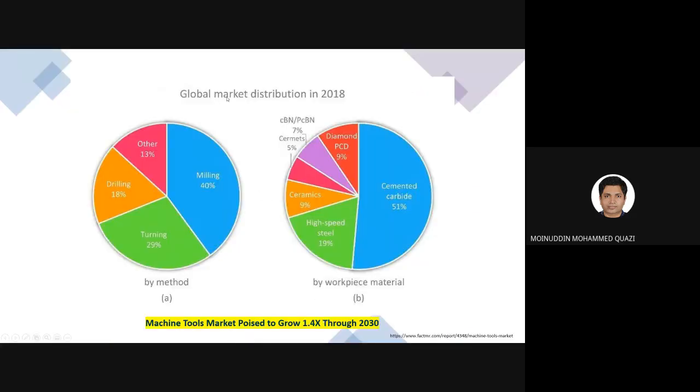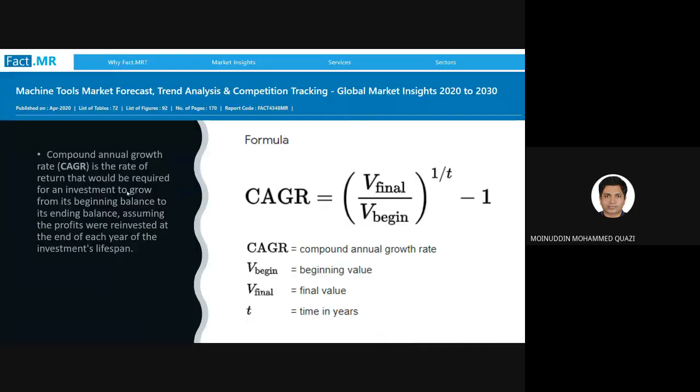If you take a look at the global market distribution, then milling and turning account for around 70% of the machining processes being carried out. What you have learned in the class is more or less about milling and drilling. Milling and drilling contribute around 60% of the machining. So altogether, drilling, milling, and turning contribute around 90% of the machining processes carried out to manufacture parts.